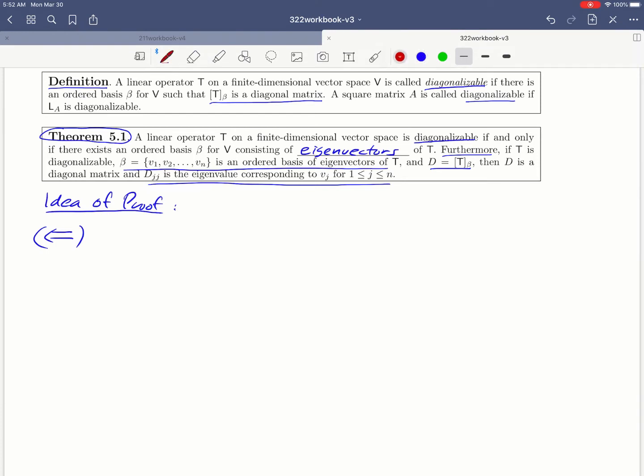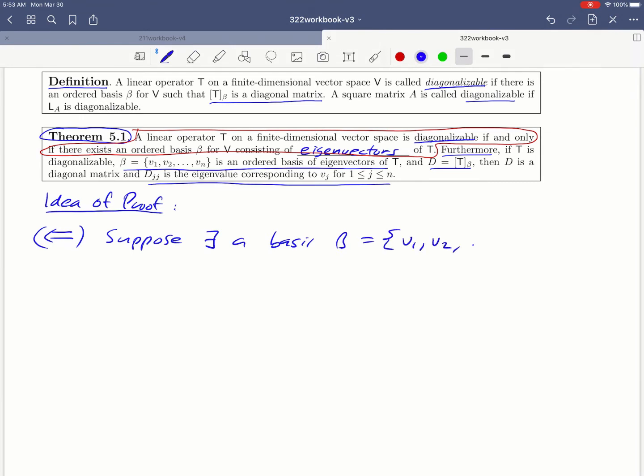The reverse direction of this theorem would be looking at the first sentence here. The theorem says if our operator is diagonalizable, then there exists an ordered basis consisting of eigenvectors. We're going to do the reverse direction, so we'll assume that we have a basis consisting of eigenvectors. A basis beta. Let's give those eigenvectors a name, v1 through vn.